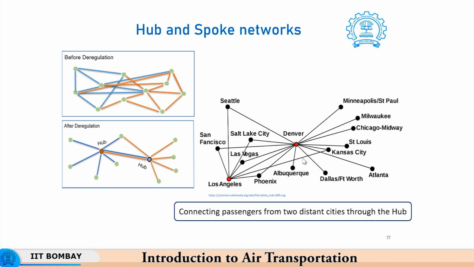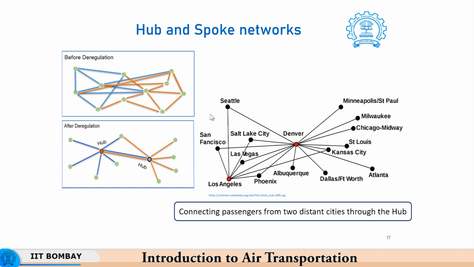For example, if somebody wants to fly from San Francisco to Atlanta through this particular airline's network, they will have to go from San Francisco to Denver, change the plane, and then travel from Denver to Atlanta, because this airline is not offering a direct connection from San Francisco to Atlanta. Similarly, people from Minneapolis, St. Paul, Milwaukee, Chicago Midway, St. Louis or Dallas Fort Worth who want to go to Seattle all have to take the flight to Denver and then take another flight to Seattle.